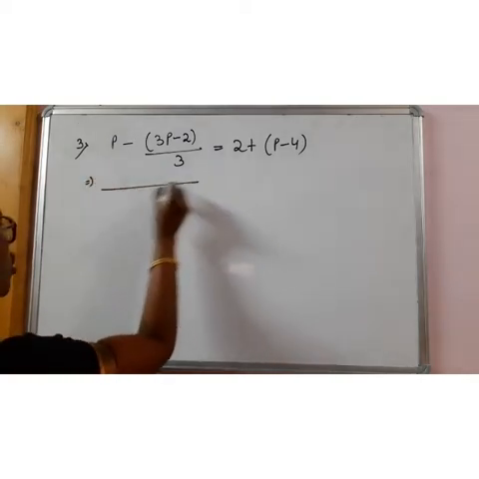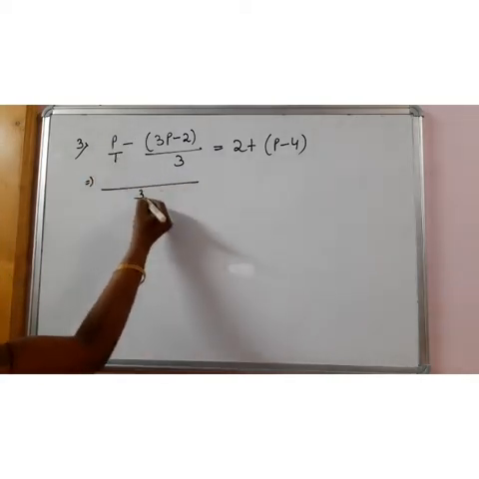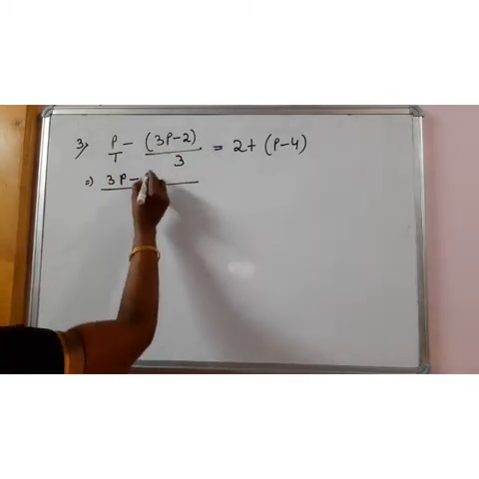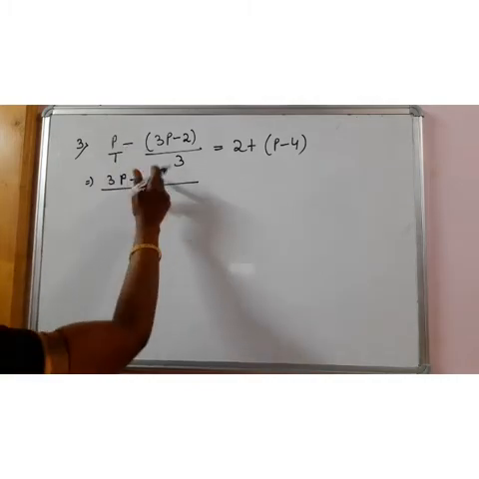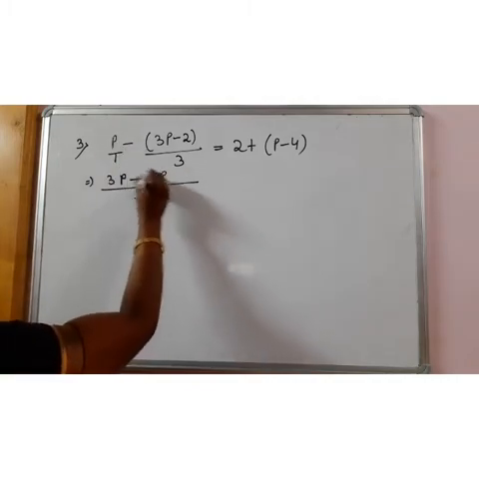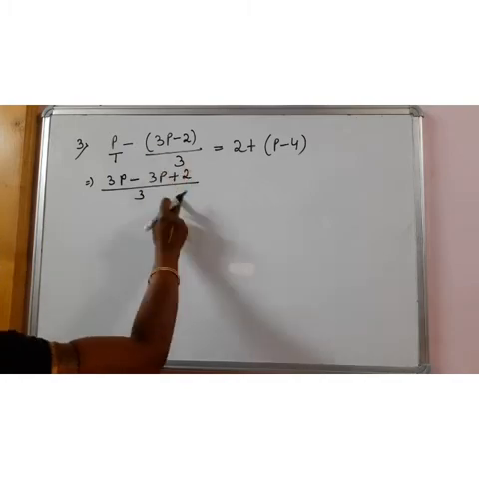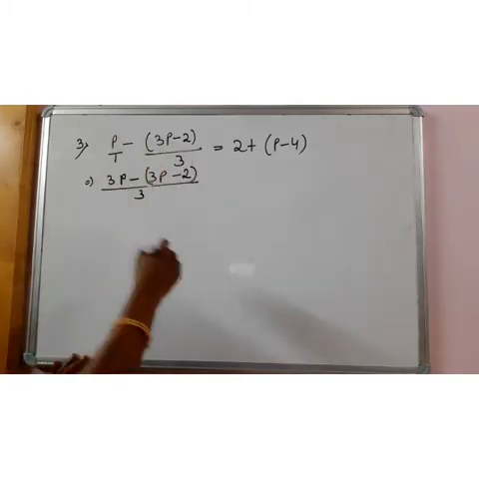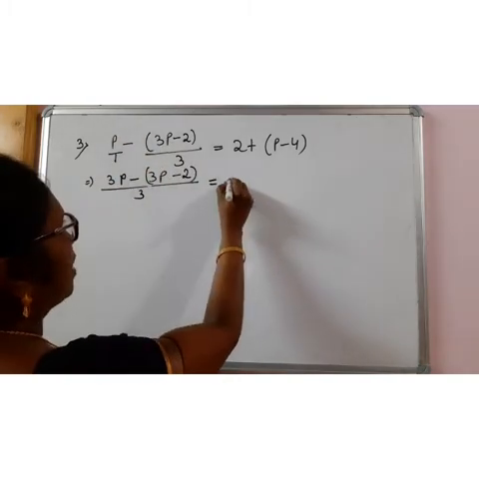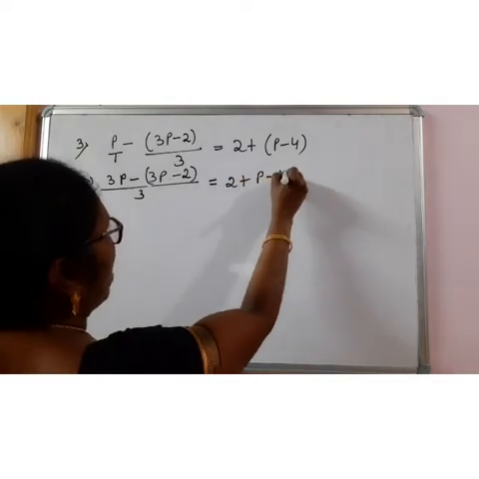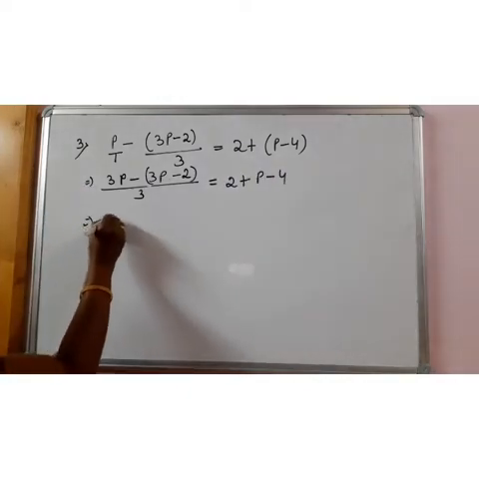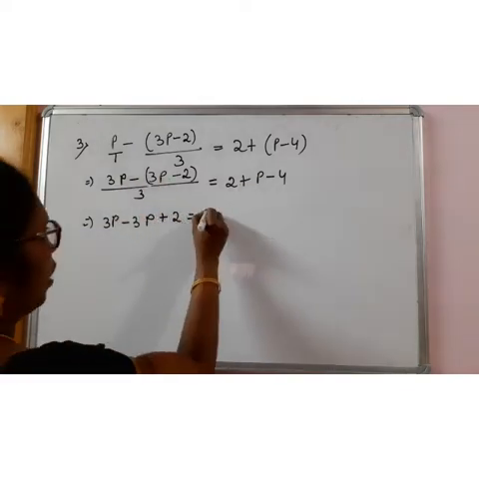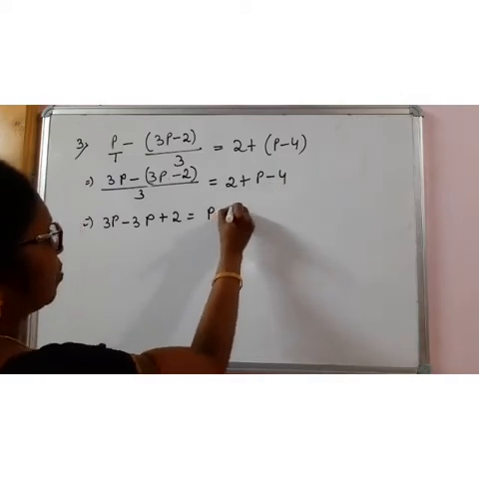So let us find the LCM. p means p/1. 3 ones are 3, into p, 3p. Minus 3 ones are 3 into (3p - 2). Here minus is there, we have to be very careful. This minus into minus will be plus 2. If you cannot do it, you can write it this way: 3p - (3p - 2), put a bracket, and in the next step you can open the brackets and simplify. 2 + p - 4. That implies 3p - 3p plus 2 equal to p + 2 - 4, which is -2.